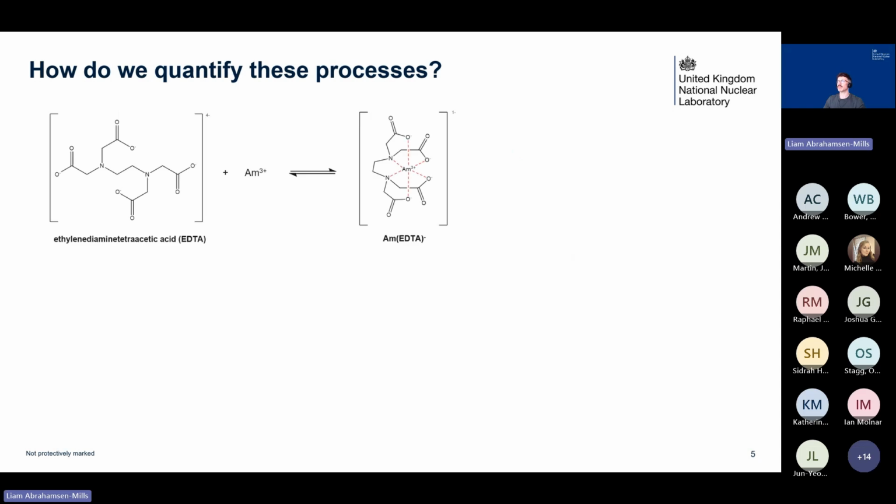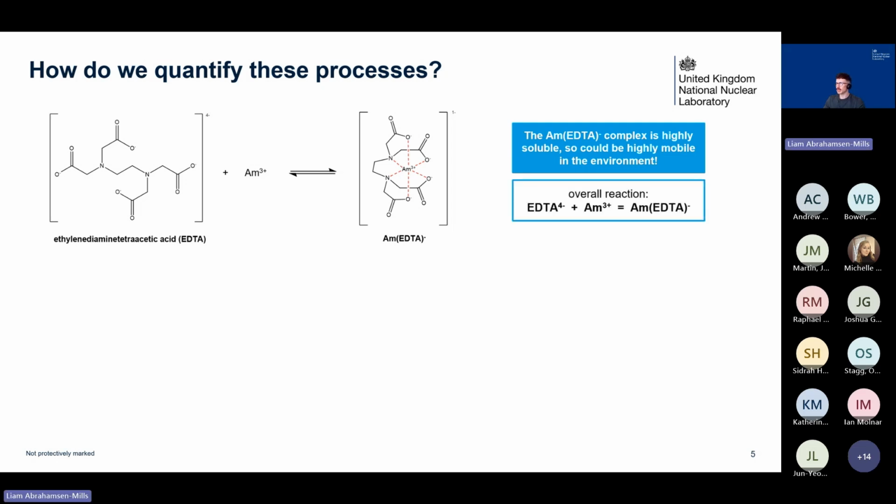So how can we quantify these processes? I've got an example here. This is americium, an important actinide, which can form very strong solution complexes with an organic ligand called EDTA. And this complex with americium is highly soluble. So this could mean that it would make americium much more mobile in the environment if this reaction was to take place and be dominant. And we can write this process as a chemical reaction, as shown there.